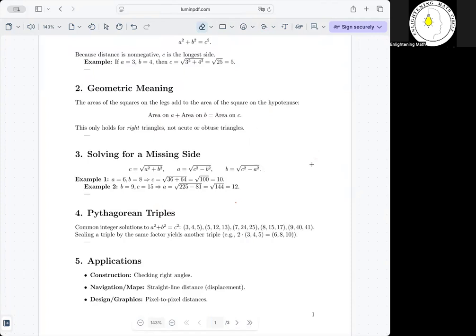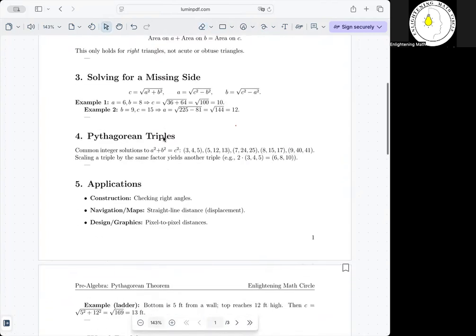So next up, we have Pythagorean triples. Pythagorean triples are common integer solutions to the Pythagorean theorem, or a squared plus b squared is c squared. Some examples of this are 3, 4, 5 triangles, where a is 3, b is 4, and c is 5; 5, 12, 13 triangles, where a is 5, b is 12, and c is 13; 7, 24, 25 triangles; 8, 15, 17 triangles; and 9, 40, 41 triangles.